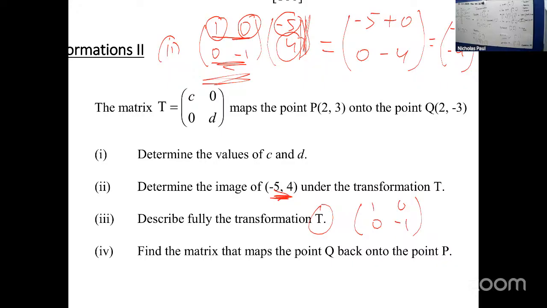Reflection of the x-axis. So part 3 is a reflection in the x-axis.